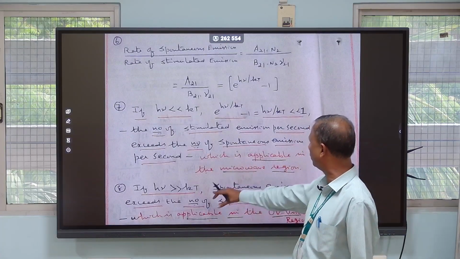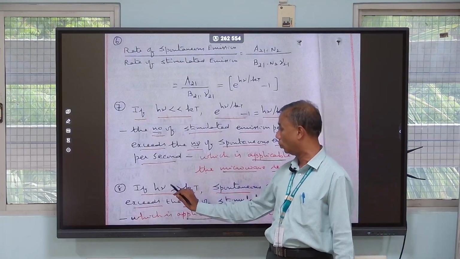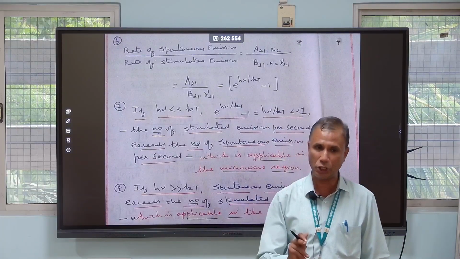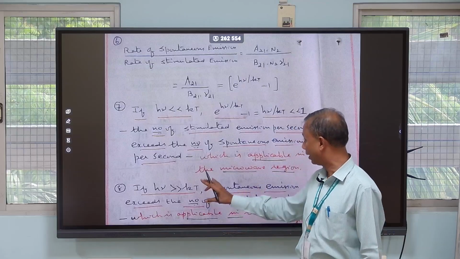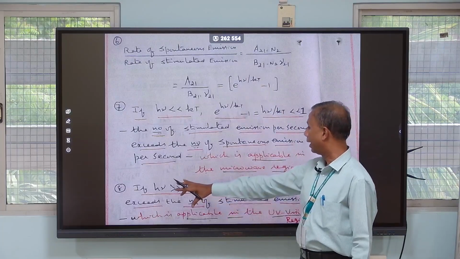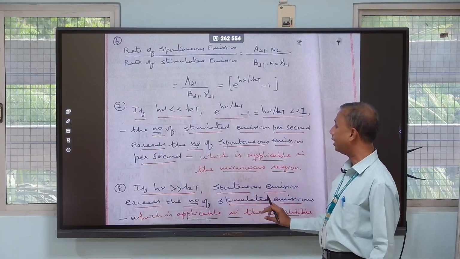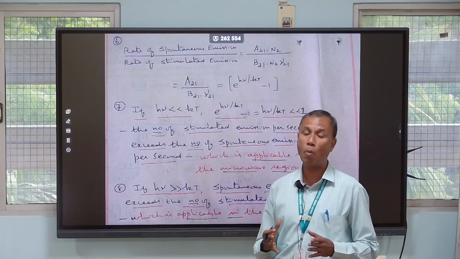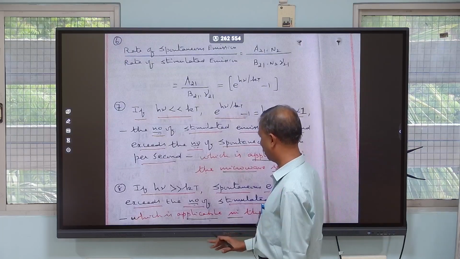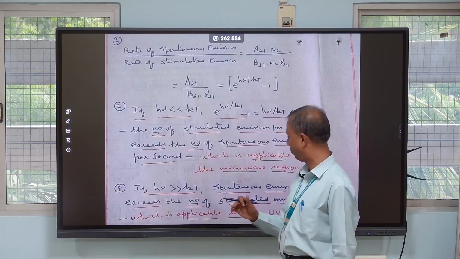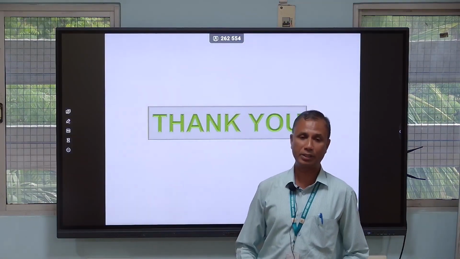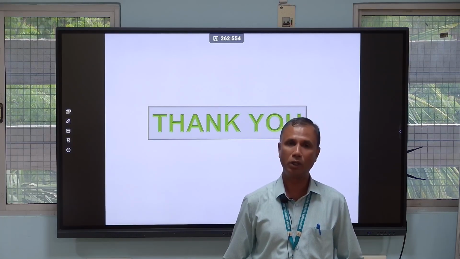On the contrary, in the second case, h nu is far greater than kT, where delta E, which is equal to h nu, is far greater than kT. So, what happens here? This term is more when compared to that one. Since h nu is greater than kT, spontaneous emission is more predominant than the number of stimulated emissions. This is applicable in the case of the UV visible region. I hope this lecture is very much useful to you. Thank you.